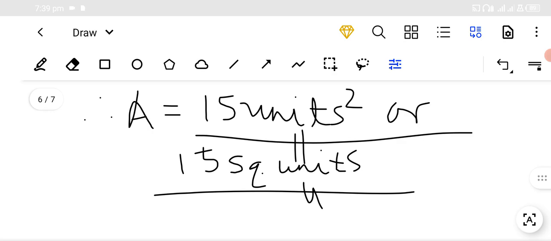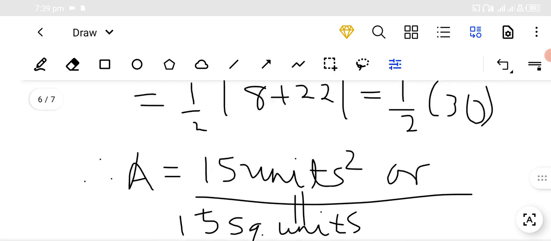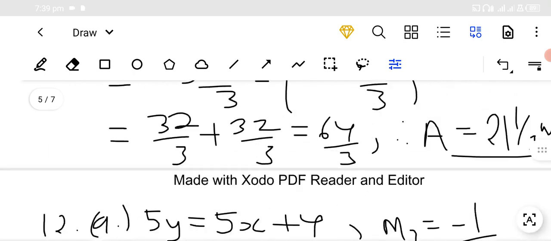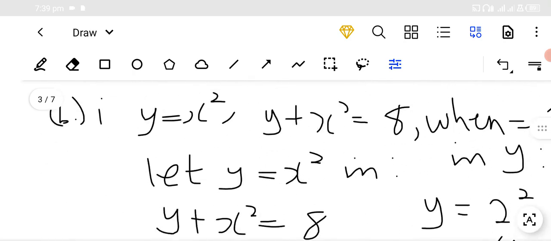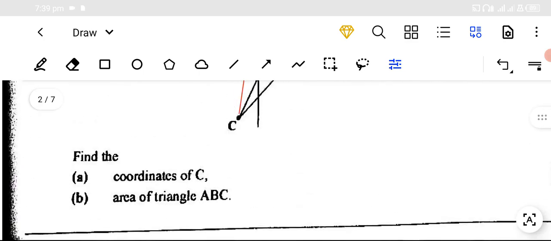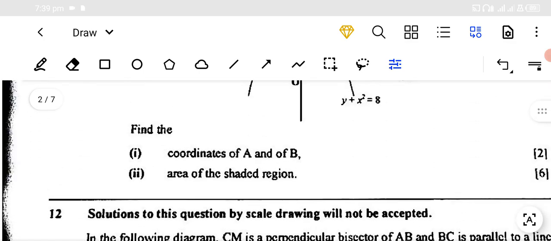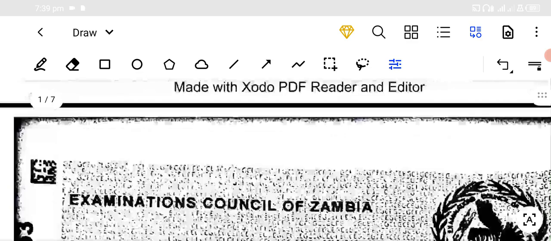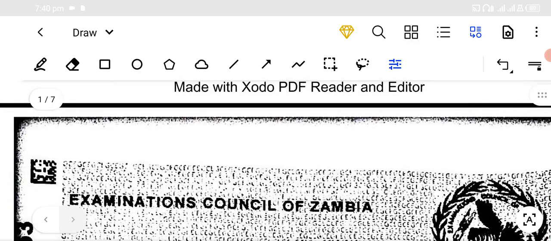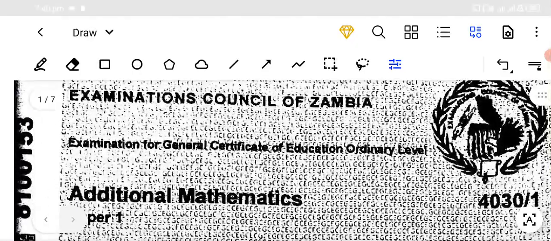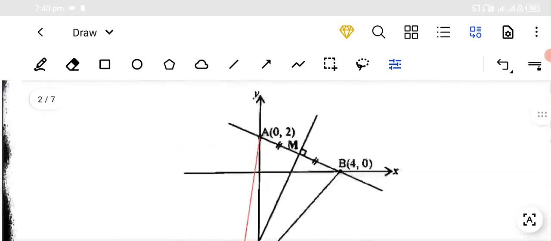So this marks the end of the video, and we have successfully answered the 2024 paper 1 GCE. Coming up next will be the 2024 paper 2 GCE, and then from there we'll go to the mathematics papers. Then again we'll come back to additional mathematics. We'll just be interchanging. Finish a year, we go to mathematics, finish a year, additional mathematics, just like that.